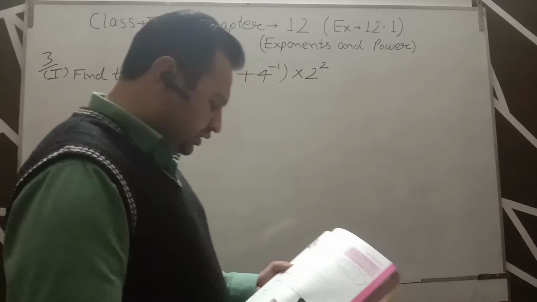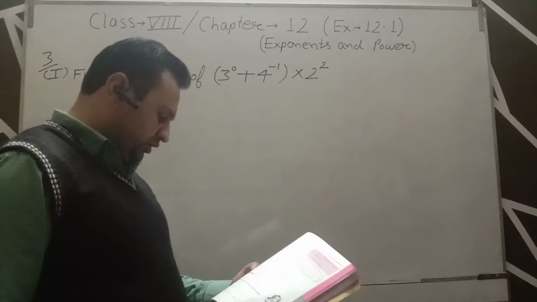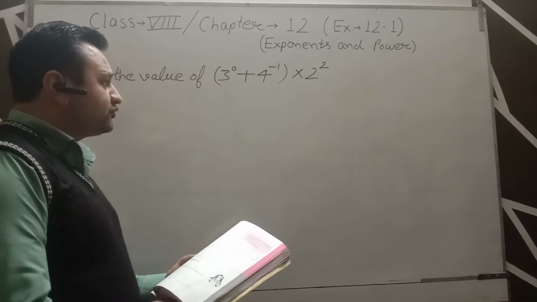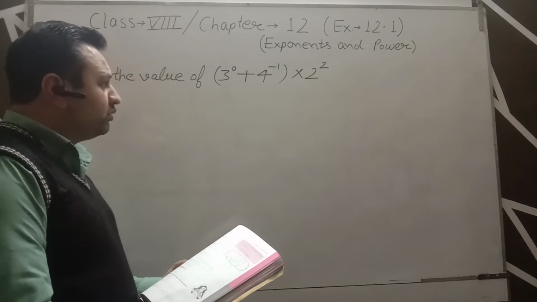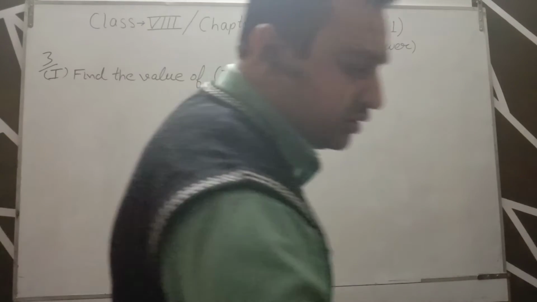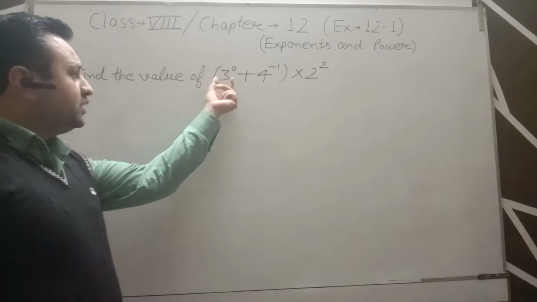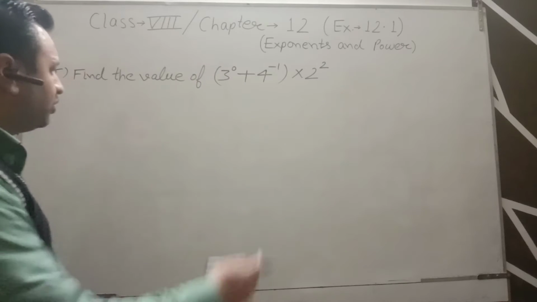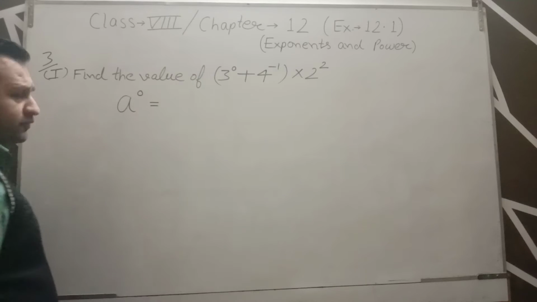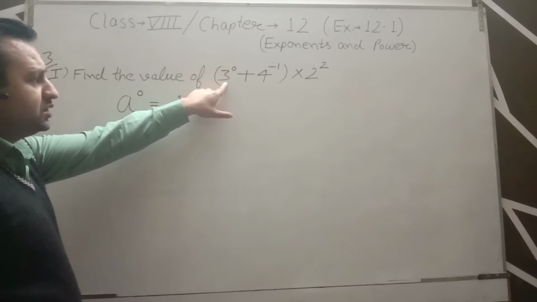Question number 3 contains a total of 5 parts, and in the first part we have to find the value of (3 raised to the power 0 plus 4 raised to the power minus 1) whole, multiplied by 2 raised to the power 2. So how can we simplify it? 3 raised to the power 0: according to the law of exponents, if any rational number has power 0, then its value is 1. So 3 raised to the power 0 is 1.